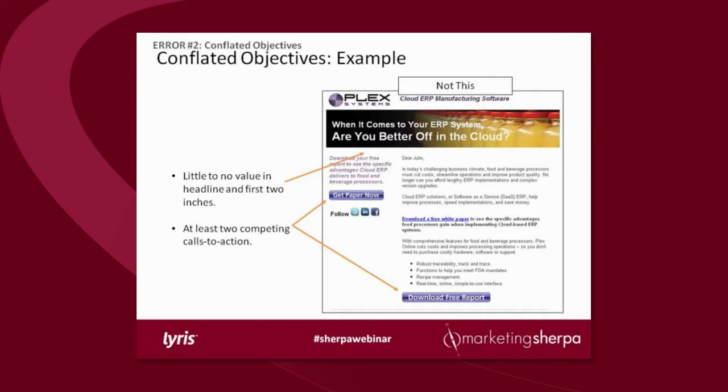And then take a look. You've got 2 competing calls to action. What's the difference between the paper and the free report? Why are they in 2 different places? Is the paper going to be more interesting? Is the free report going to be more interesting? What is it that you want me to do? Oh, now you want me to follow you too. So which of these 3 do you want me to do and why? And yet, none of the content truly speaks to it. And don't forget that download a free white paper link in the middle of the actual example.